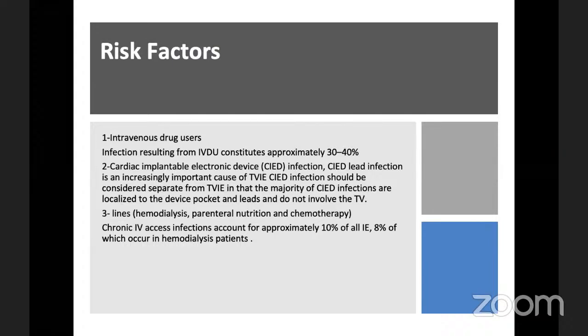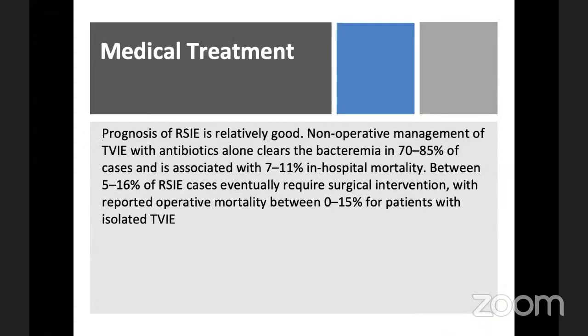Infection should be considered separate from tricuspid valve endocarditis in that the majority of cardiac implanted device infections are localized to the device pocket and should not be considered tricuspid valve endocarditis. The third most common risk factor is lines, hemodialysis lines, permcath lines; it accounts for approximately 10% of infective endocarditis.